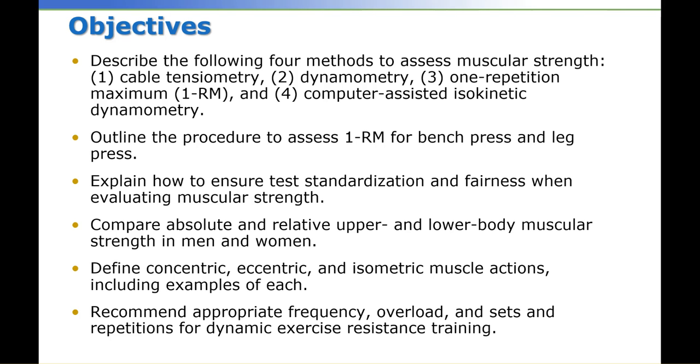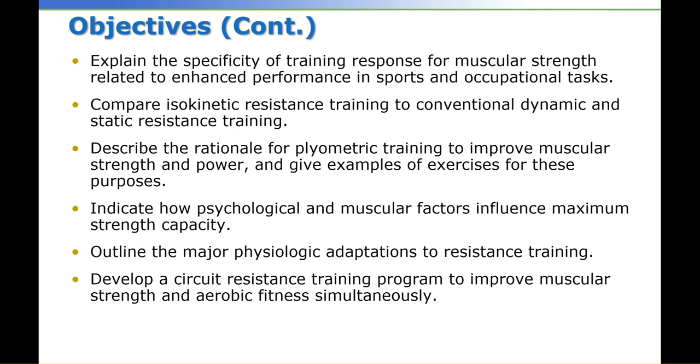Explain how to ensure test standardization, fairness when evaluating muscular strength. Compare absolute and relative upper and lower body muscular strength in women, and men and women. Define concentric, eccentric, isometric muscle actions, including examples of each. Recommend appropriate frequency, overload, and sets and repetitions for dynamic exercise resistance training. Explain the specificity of training response for muscular strength related to enhanced performance in sports and occupational tasks.